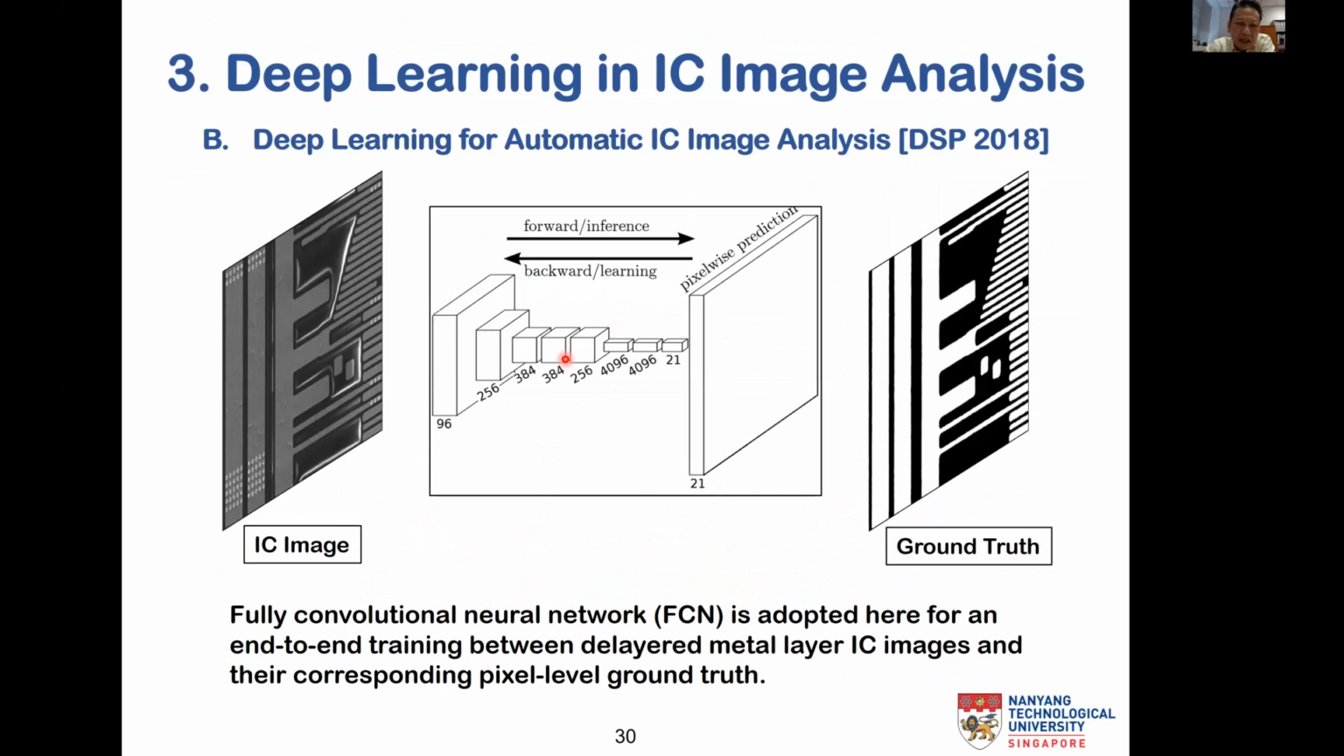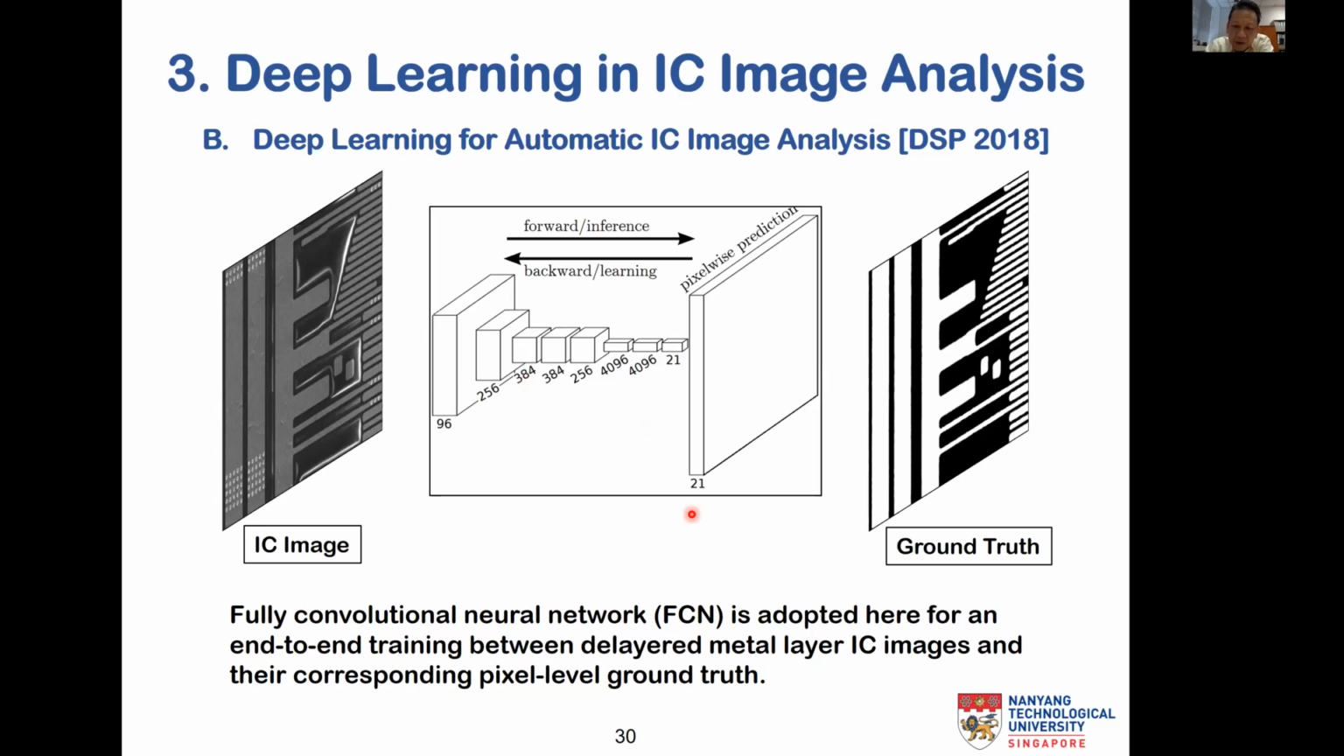The technique that we use is actually deep learning for automatic IC image analysis. Here we have designed a fully convolutional neural network, FCN, and here is the IC image. As I mentioned earlier, the IC image size is quite large, close to 1000 by 1000. Then you go through the FCN. Here we have 96 filters, so you have 96 of this image information, and then subsequently 256 channels and so on.